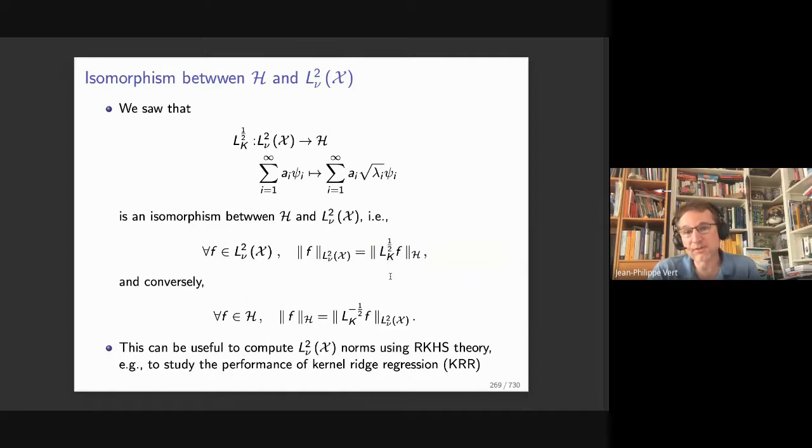Okay, and we'll see how this can be useful now, for example to derive some statistical bounds, because sometimes it's easier to estimate or to compute RKHS norms than L2 norms. And it could be the converse. Sometimes you may want to compute some RKHS norm. Then it's useful to say that because it's an isomorphism, you can invert it and rewrite any RKHS norm, in the case of Mercer kernels, as some L2 norm of some modified function, right? If you want to study the mathematics of machine learning, this is a very useful and common trick when we study learning theory.